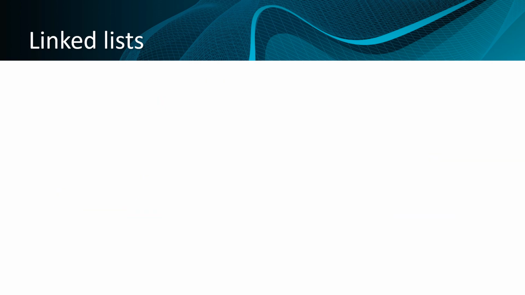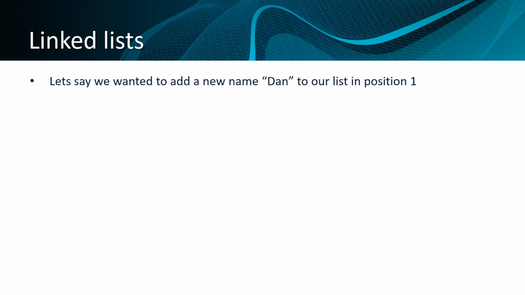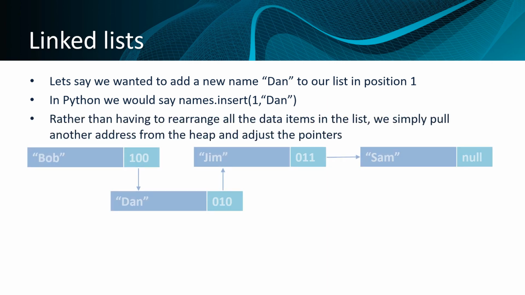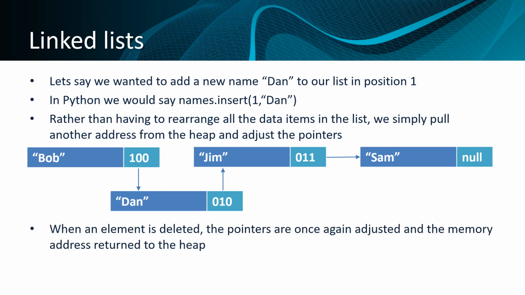Let's say we wanted to add a new name, Dan, to our list in position 1. In Python, we would say names.insert(1, "Dan"), with 1 for the position we wanted to go into. Rather than having to rearrange all the data items in the list, we simply pull another address from the heap and adjust the pointers so that Bob now points to where Dan is located, and then Dan points on to where Jim is located.